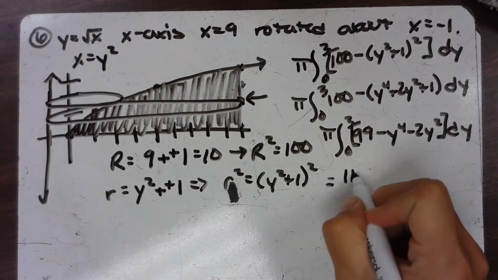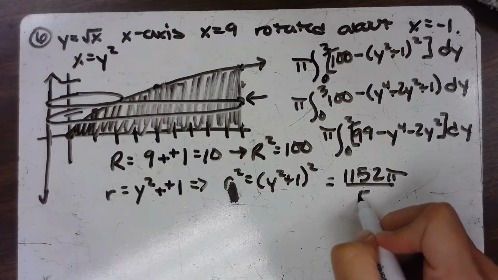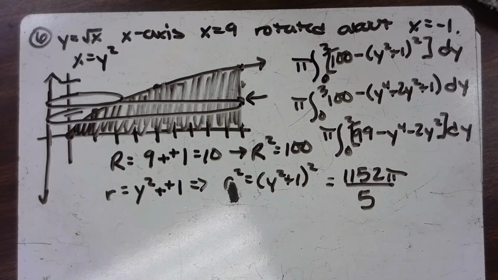You end up with 1,152 pi over 5. If it's a calculator one, then all you have to do is plug it in your calculator. Just don't forget the pi, guys, when you're doing the volumes. If all you had to do was set up the integral, it would be okay just to leave it like this. Okay, don't even try to square that out.